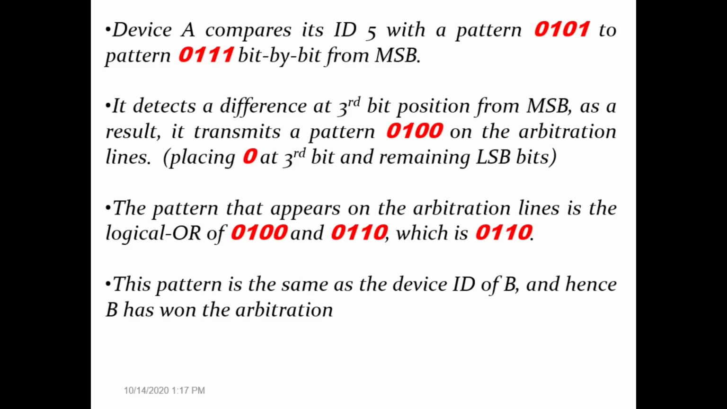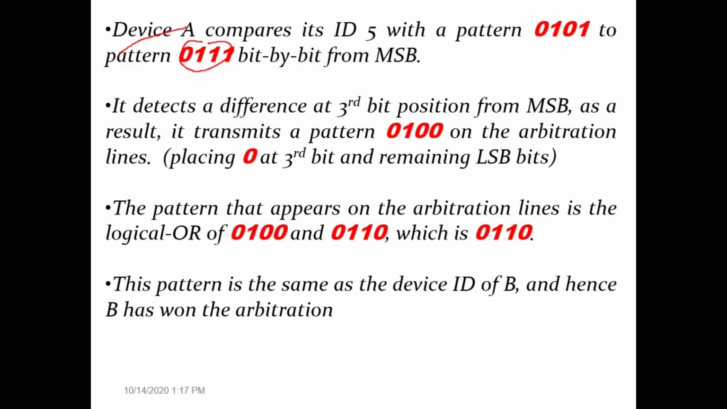Now device A and device B read the arbitration line. That is nothing but the logical OR of all the IDs placed on the arbitration line. Here we had placed ID 5 and ID 6. Its logical OR is 0, 1, 1, 1. We have seen that in the previous slide. So now device A reads the arbitration line and it receives the ID as 0, 1, 1, 1.